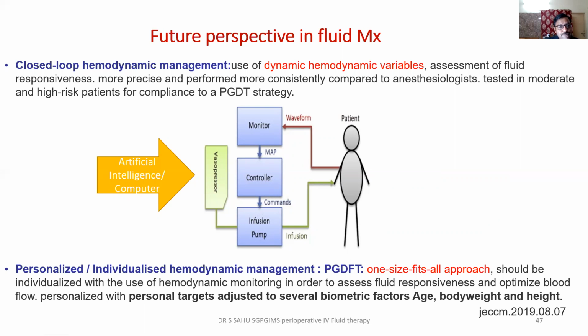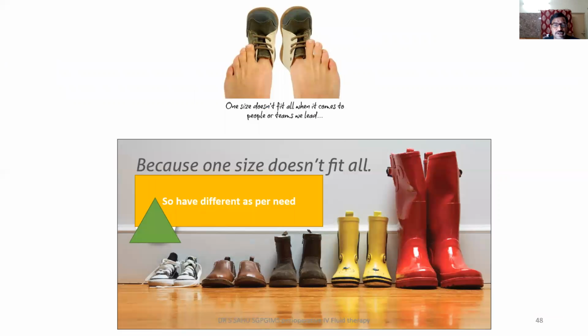And if closed loop is not there, then there is coming individualized hemodynamic management, goal-directed fluid therapy. It is not a one-size-fits-all approach; it is personalized, depending on biometric factors: the age, the body weight, the height, the type of surgery, the comorbidities of the patient. So these are the two future therapies that are coming for fluid management.